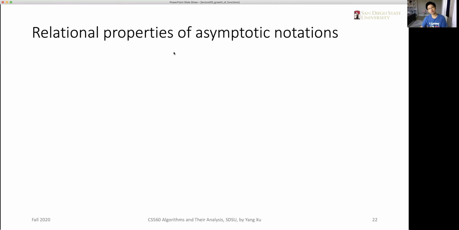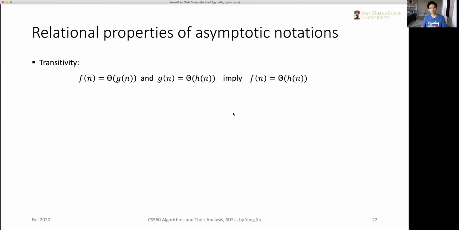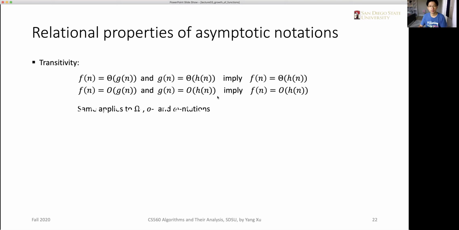Next, we're going to see some relational properties of asymptotic notations. The transitivity rule basically says that if g of n is a tight bound for f of n, and h of n is a tight bound for g of n, then h of n is also a tight bound for f of n. And it also applies to big O notations. The same applies to big O, big omega, small o, and small omega notations.